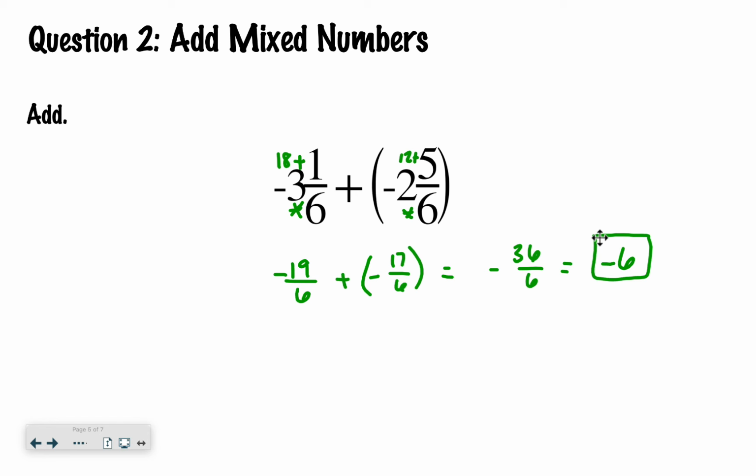Okay, for this problem, hopefully you ended up with the improper fraction of -36/6. And when you simplify that, that becomes just a -6. Here's my work. If you have questions about any of those steps, please be sure to pause the video, ask for help. I am happy to help you, okay?